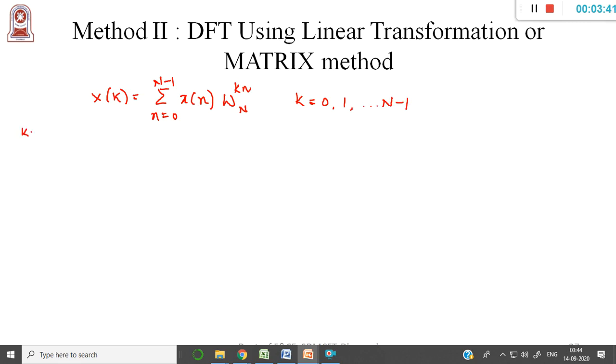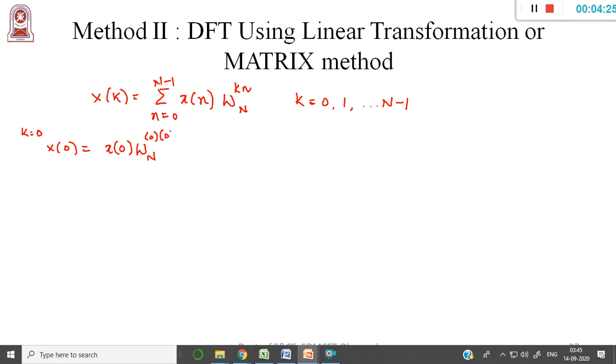So guys, when k equals 0, how do I write this? X of 0, right? This is k equal to 0, k equal to 1, that is where we find the capital X of k, and the inner loop is the summation, and this summation is with respect to small n. So for X of 0, I'll put n equal to 0 first. The N-point DFT I'm considering, so let us keep this N itself.